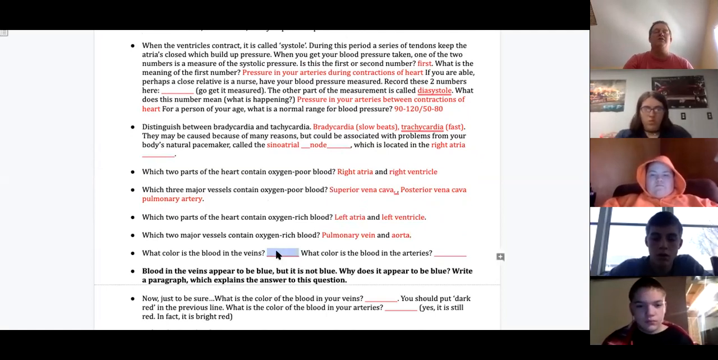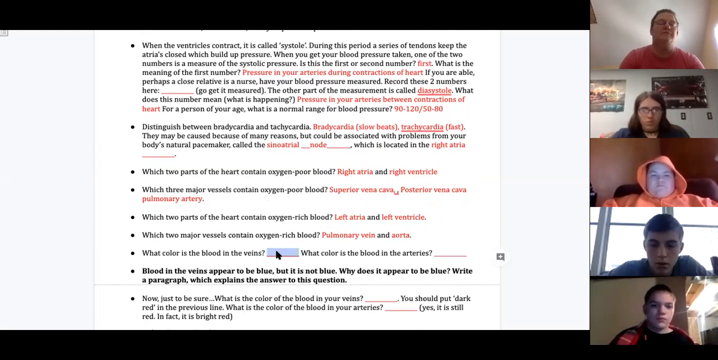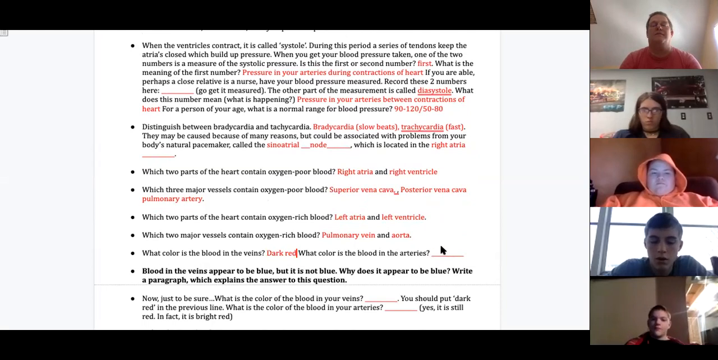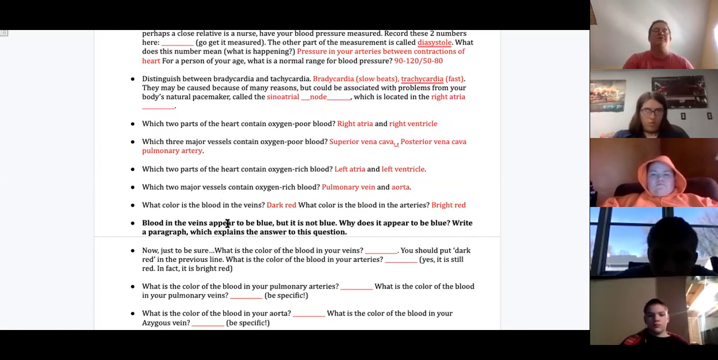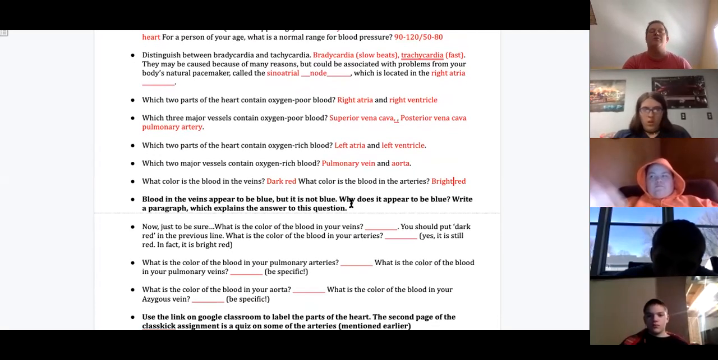Color of the blood in your veins? Dark red. Color of blood in your arteries? Bright red. Blood in the vein appears to be blue, but it's not blue. Why does it appear blue? Write a paragraph, four sentences. Why does the blood appear blue in the veins?